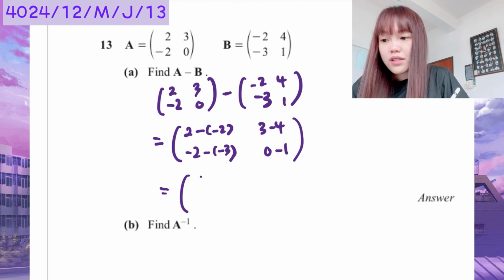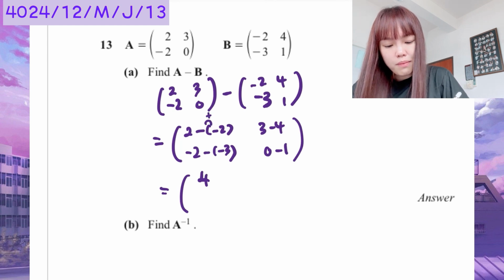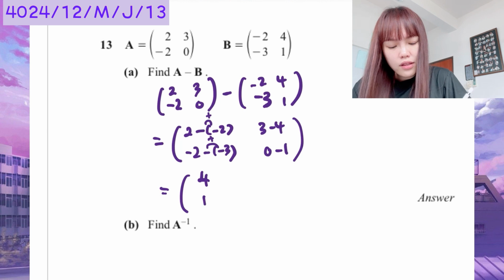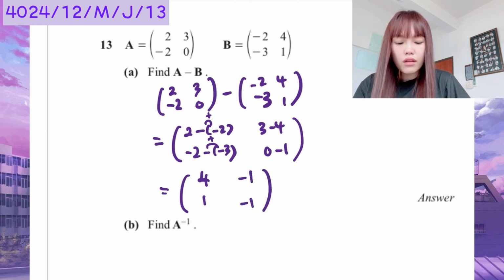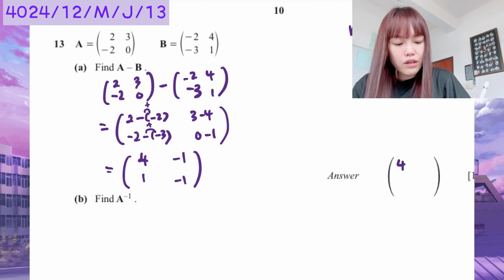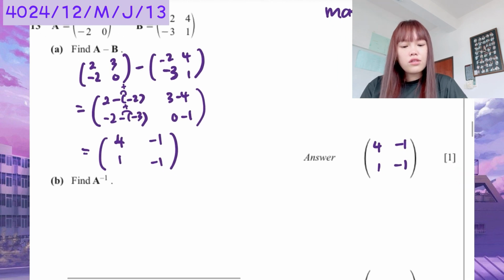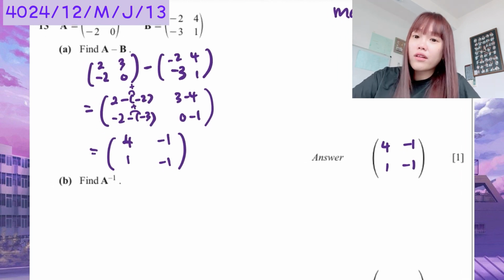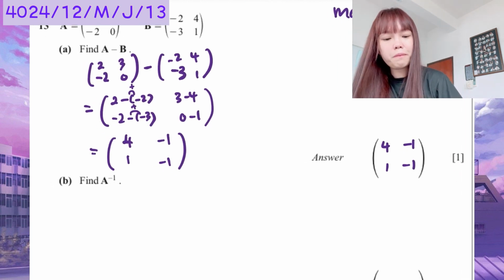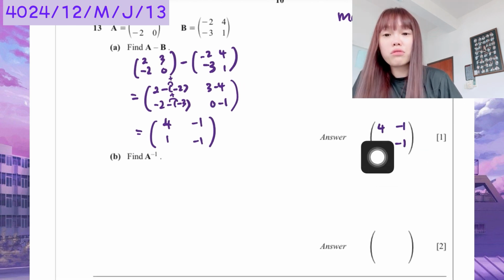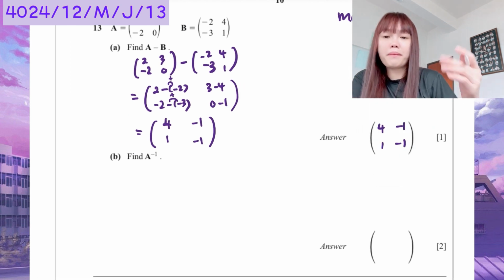So this one becomes 0. This one becomes plus, 2 plus 2 is 4. This one becomes plus, 2 plus 2, 4. This one, negative 2 plus 3 is 1. 3 minus 4 is negative 1. And this is negative 1. So you just fill in here 4, 1, negative 1, and negative 1. This one is also 1 mark. So far we have done only 1 mark questions, right? For a 1 mark question, we just look at the answer. If it's correct, then 1 mark is given.